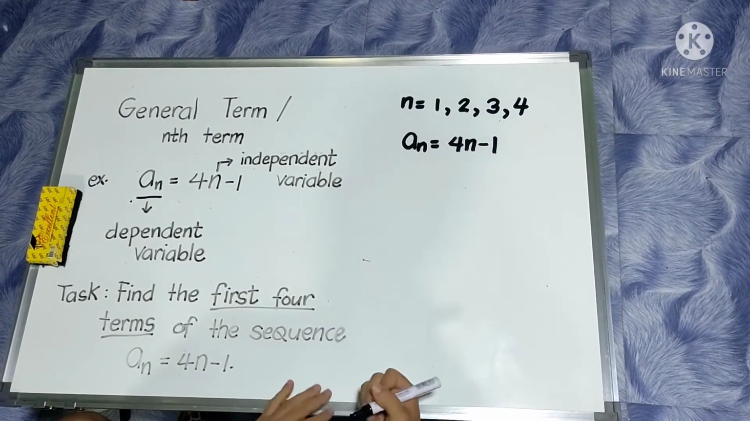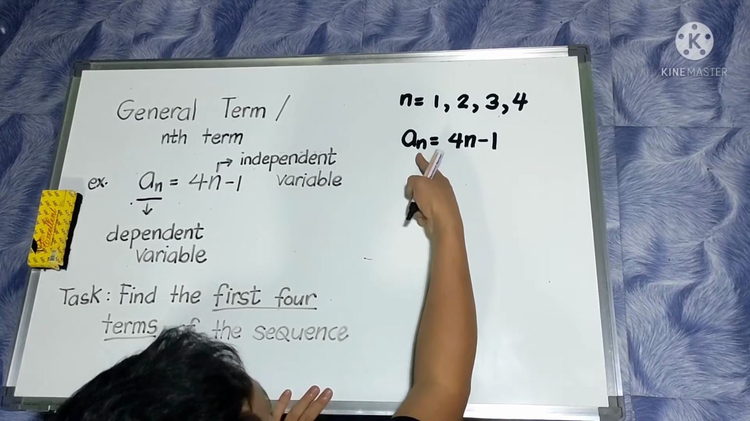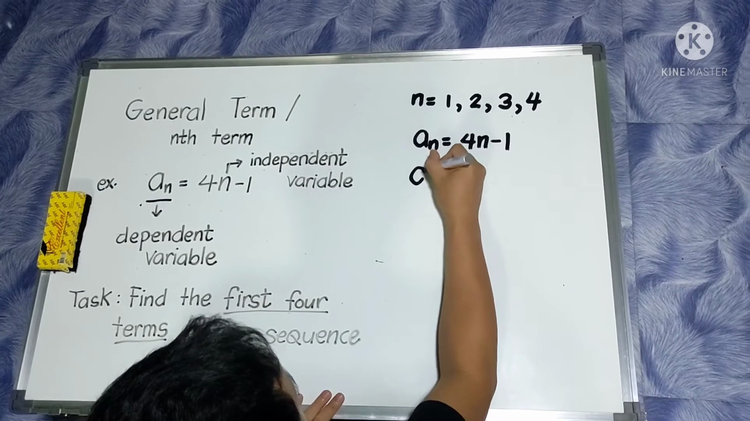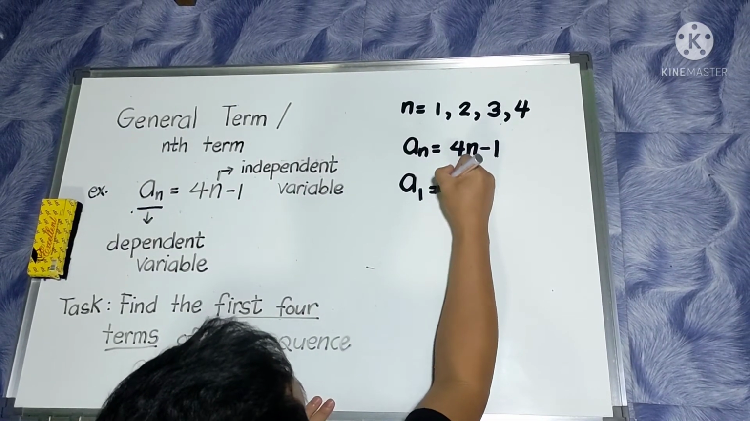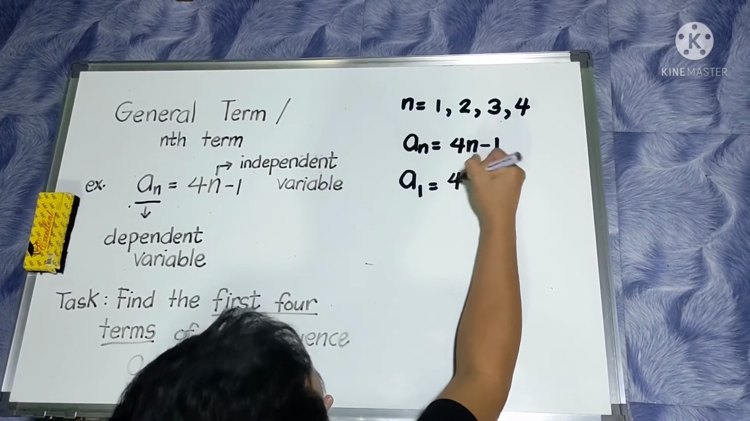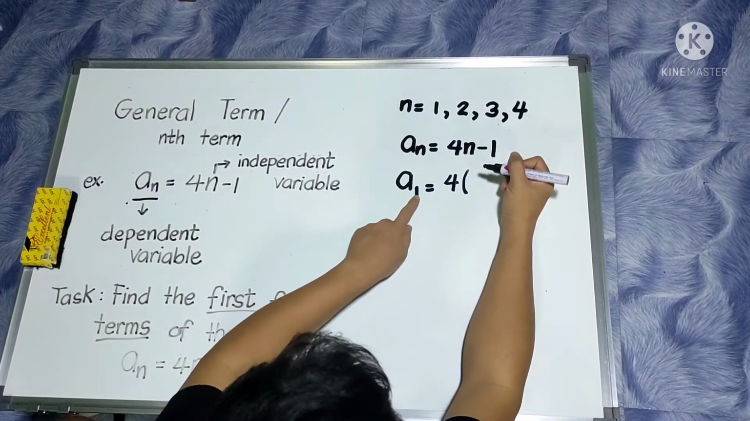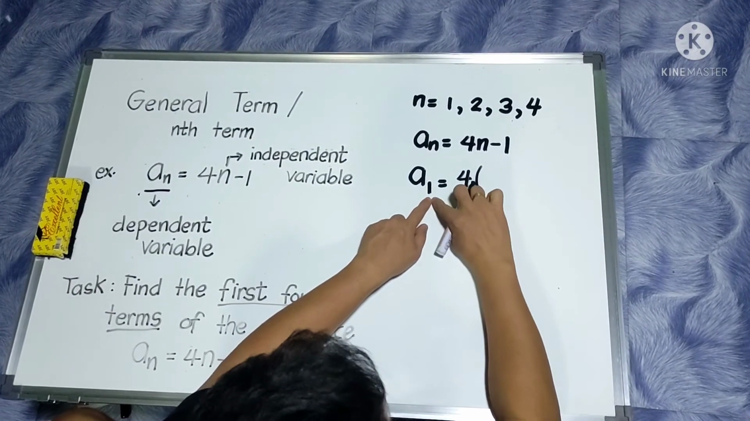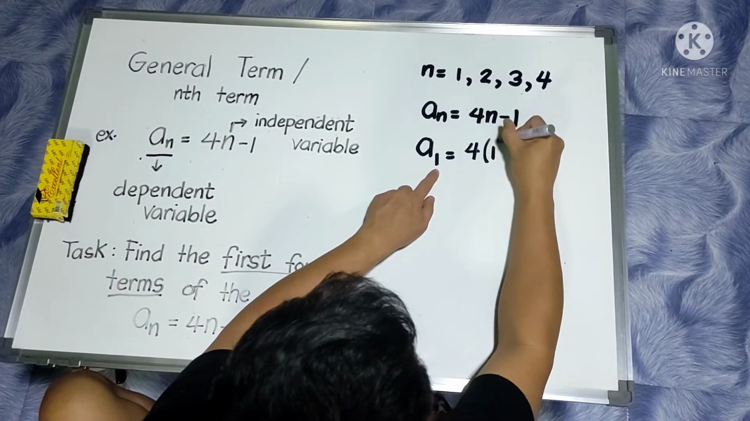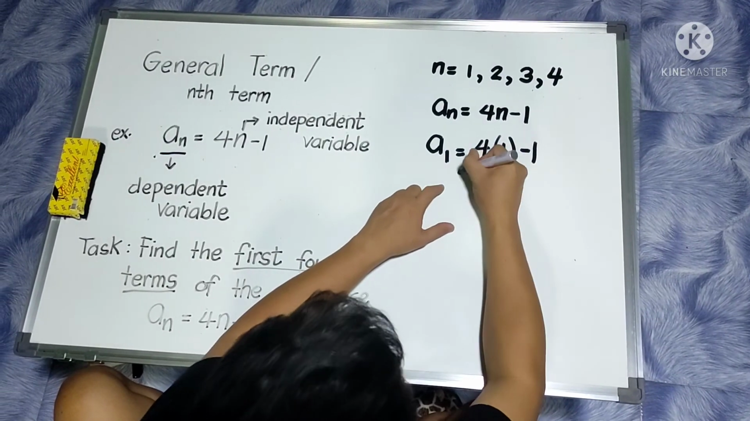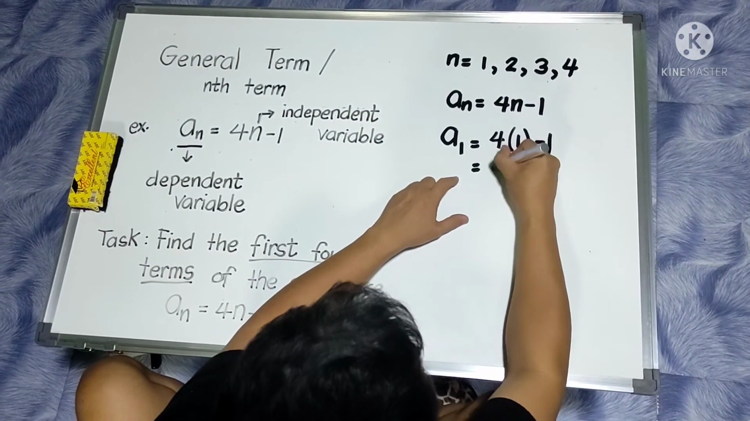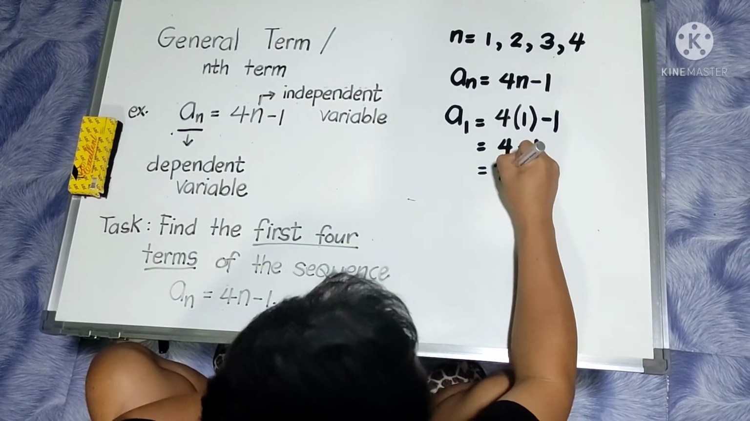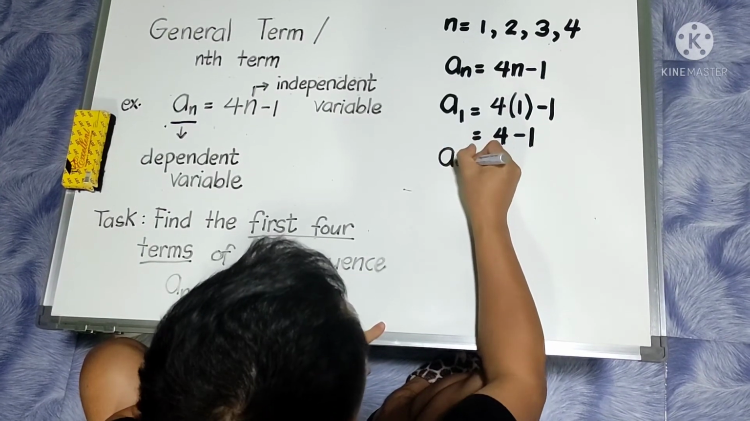So, we will substitute our n with the first value of n, which is 1. So you will have a sub 1 is equal to 4 times, so your n will be substituted by 1. So all the n in the equation will be substituted by 1. Times 1 minus 1. You simplify it further. 4 times 1 is 4. Minus 1 is equal to 3. So that is your a sub 1.